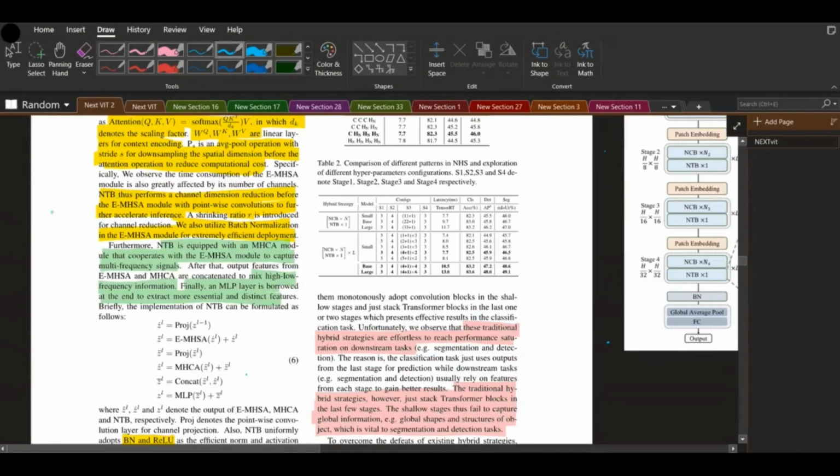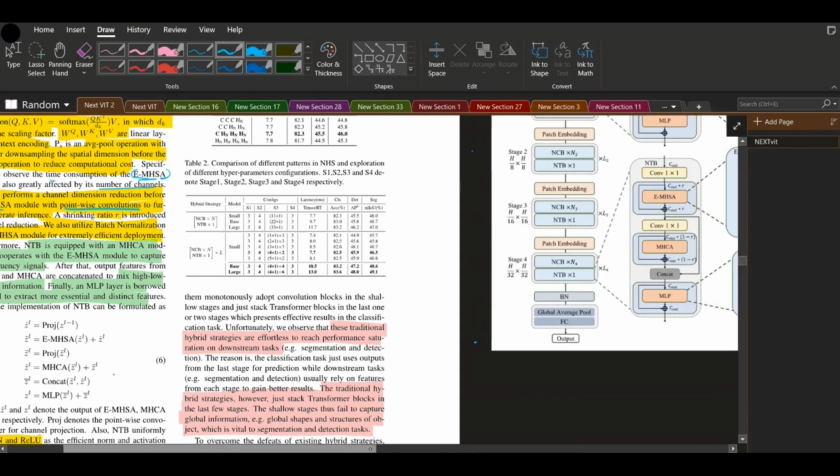Okay, so they state that we observe the time consumption of the multi-head self-attention module is also greatly affected by the number of channels. So yes, they mean that here. The input feature that goes into the multi-head setting can be quite slow, this module, because of the number of channels. So what they did was to introduce a pointwise convolution to reduce the number of channels before we take it into the multi-head self-attention.